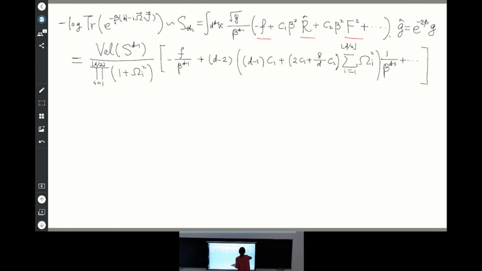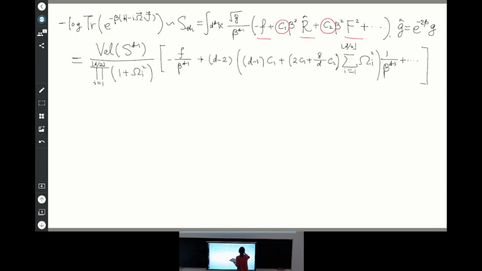And generally for CFTs in dimension greater than 2, I will usually have an infinite set of Wilson coefficients. And these Wilson coefficients will contain information which is intrinsic to the CFT. So they are the theory-dependent data here.